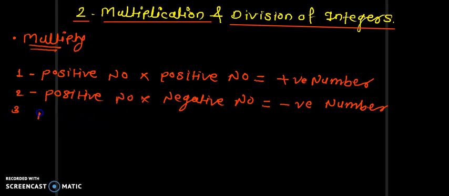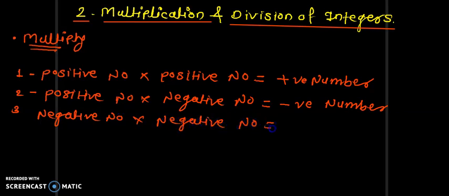Then third, first number is negative and second also negative number is equal to positive numbers, means positive sign. Okay.